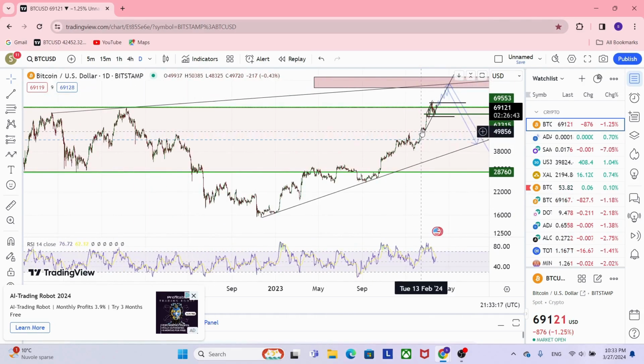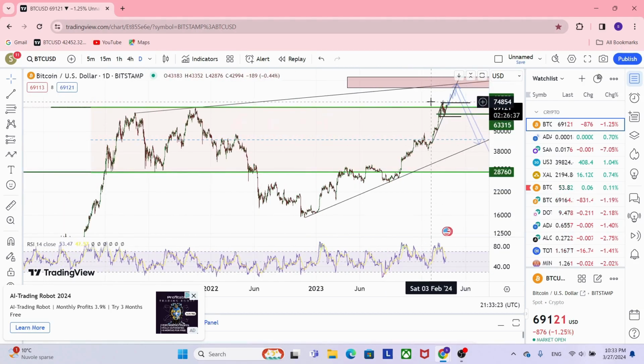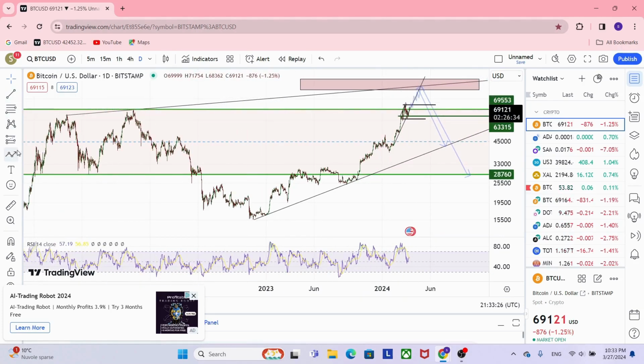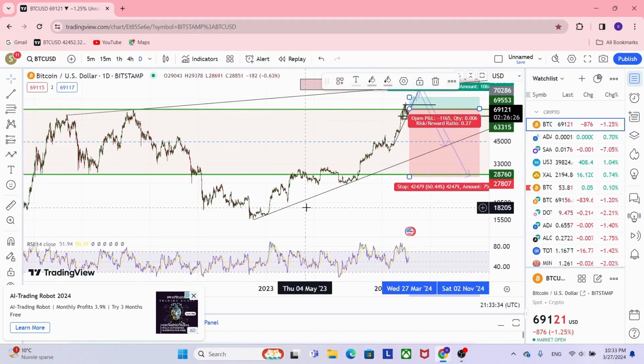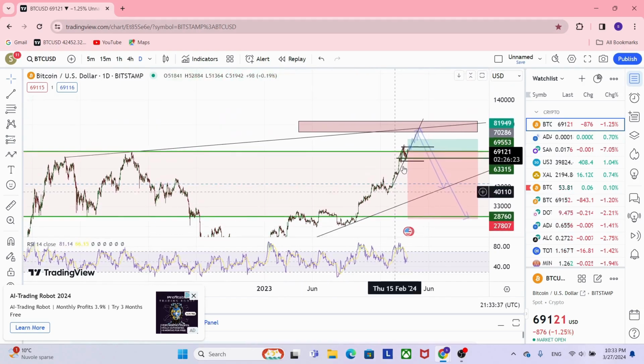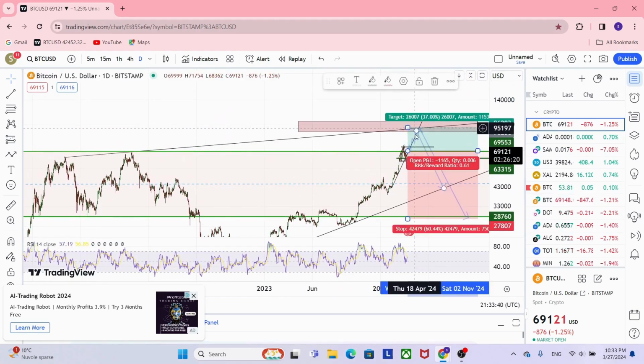But I should mention that here is not a place to buy anymore, in my opinion, because the risk to reward ratio is not good. If you enter here with a long position in Bitcoin, you have to put your stop loss under this trading range. But your target can be here. So you will get a risk to reward of 0.61. That is very bad, very bad. So it's not time to enter Bitcoin anymore if you haven't already entered.